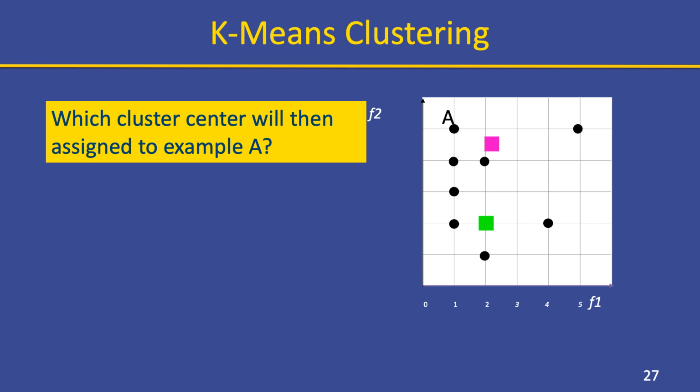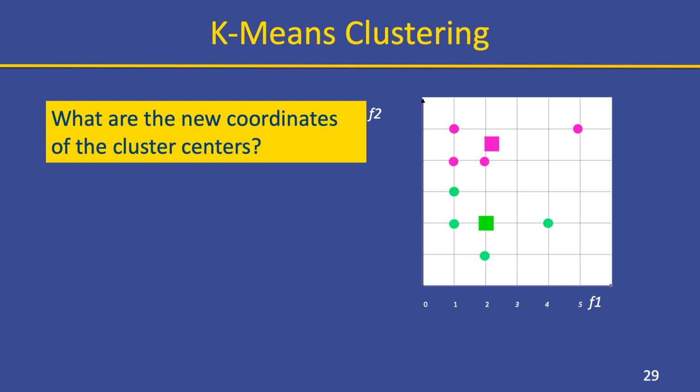Which cluster center will then be assigned to example A? So now we have to reassign. This is our second iteration. We reassign. Well, A is still closest to the pink cluster center, so here A will be assigned pink again. B is still closest to pink, and B will be assigned pink again. Now, the top 4 points are all closer to pink, so these are all going to be assigned pink. These points are going to be assigned green.